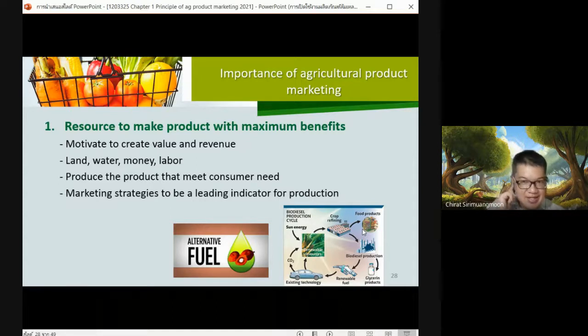So let me talk about the first important result again. Agricultural products marketing is important because, thinking about Thailand, Thailand has good resources that you can use to maximize the benefits from the agricultural products. So normally Thailand has enough land, enough water, enough money, and enough labor. So we can apply and use this strength to produce the products for the country.